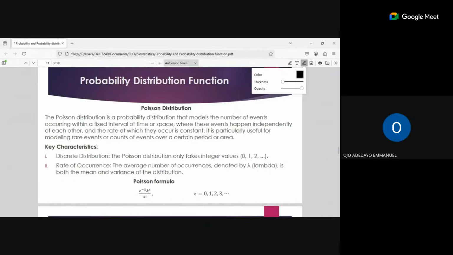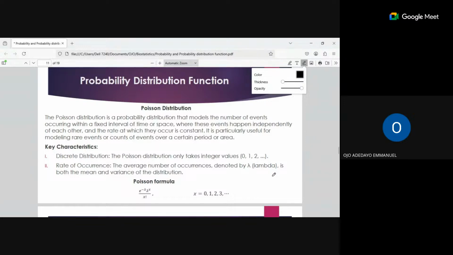Okay, now rate of occurrence, the average number of occurrences, denoted as lambda. So the parameter of Poisson is lambda. Remember that the parameter of binomial, please note this, is n and p. The n is the total observations, the p is the probability of success. They can bring that out in your objective. The parameter of binomial is n and p, while the parameter of Poisson is lambda. Note that, it's very, very important.